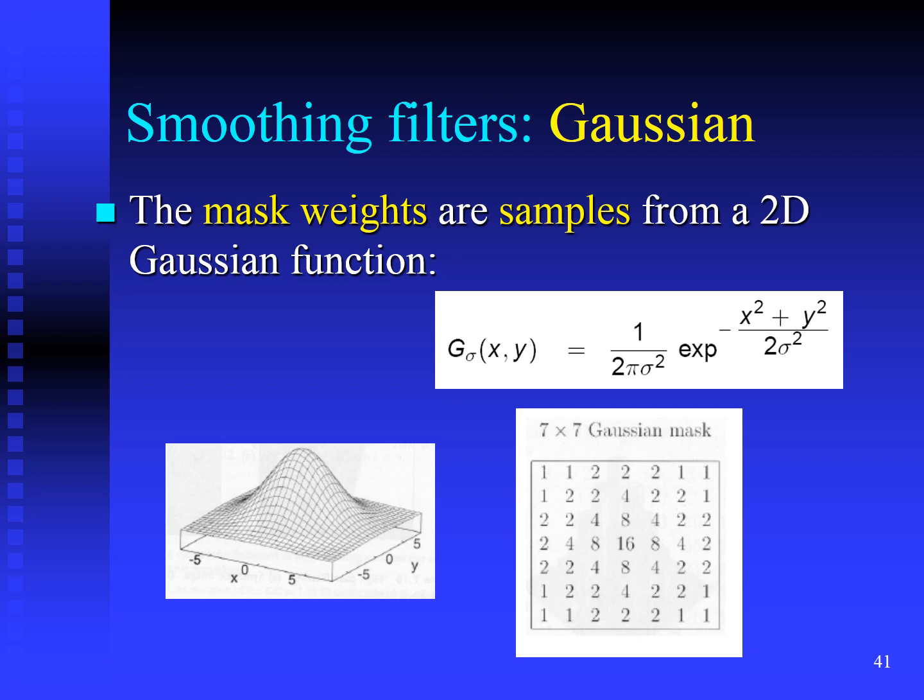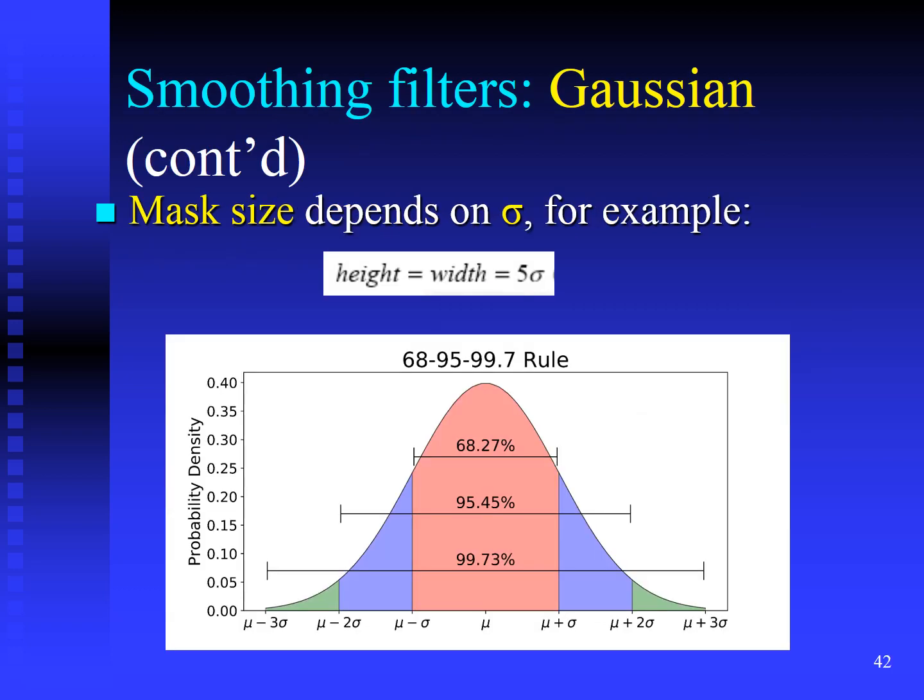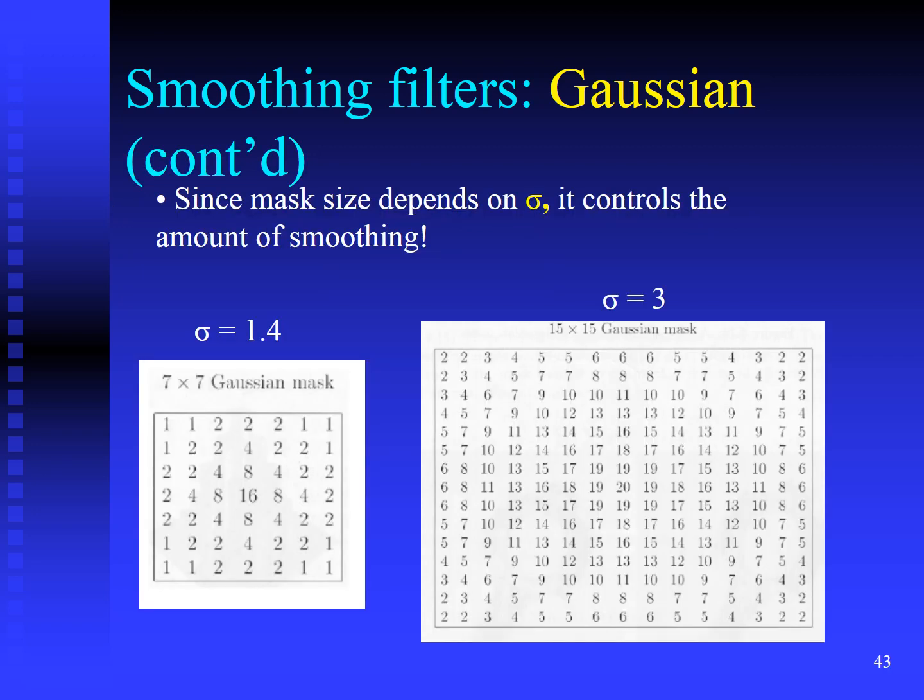Second is the Gaussian filter. It is represented as, or follows, a Gaussian distribution. A 7 cross 7 Gaussian example is this one, along with its representation as a Gaussian distribution. The mass depends on the sigma. For example, in this example, the 68, 95, 99.7 rule. These are two examples: the 7 cross 7 has Gaussian standard deviation 1.4, and the 15 cross 15 has standard deviation 3.